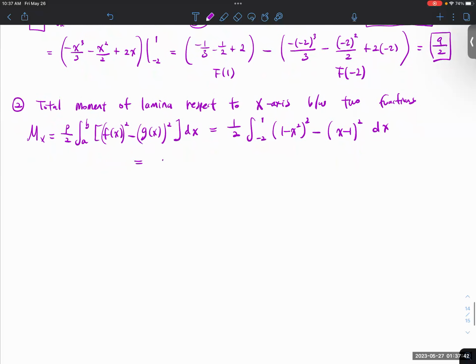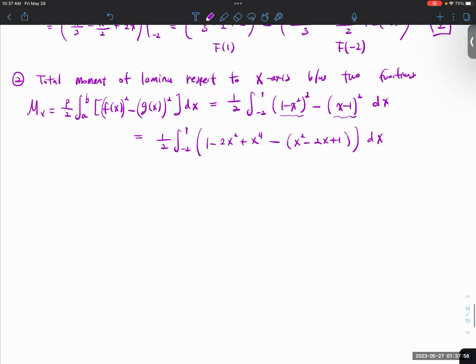We have to expand it: 1/2 integral from -2 to 1. Expand everything: (1 minus 2x squared plus x to the 4) minus (x squared minus 2x plus 1) dx. Keep going: 1/2 integral from -2 to 1 of 1 minus 2x squared plus x to the 4. You're going to do the distributive property with an invisible negative 1, so negative x squared plus 2x minus 1 dx.